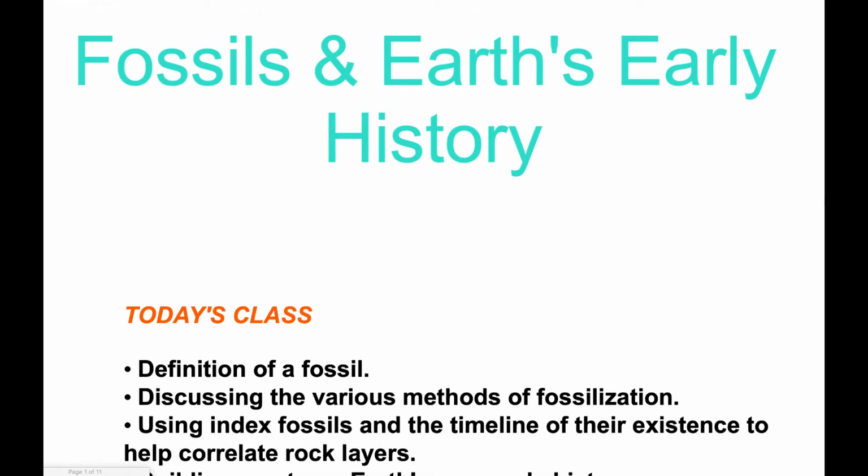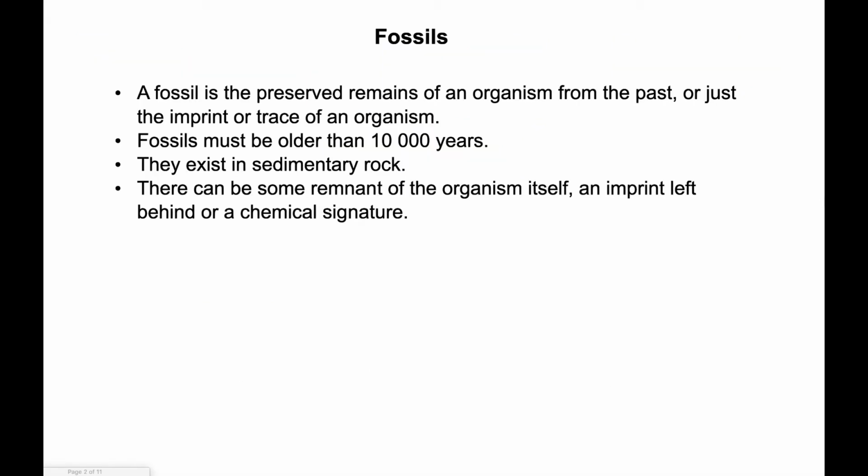Hi everyone, so today we're going to talk about fossils and you are going to complete a note on Earth's early history. So first of all, what is a fossil? Well, a fossil is the preserved remains of an organism from the past, but we can also think of a fossil as just the trace or remains or imprint of an organism that existed in the past. In order to be a fossil, the remains have to be older than 10,000 years.